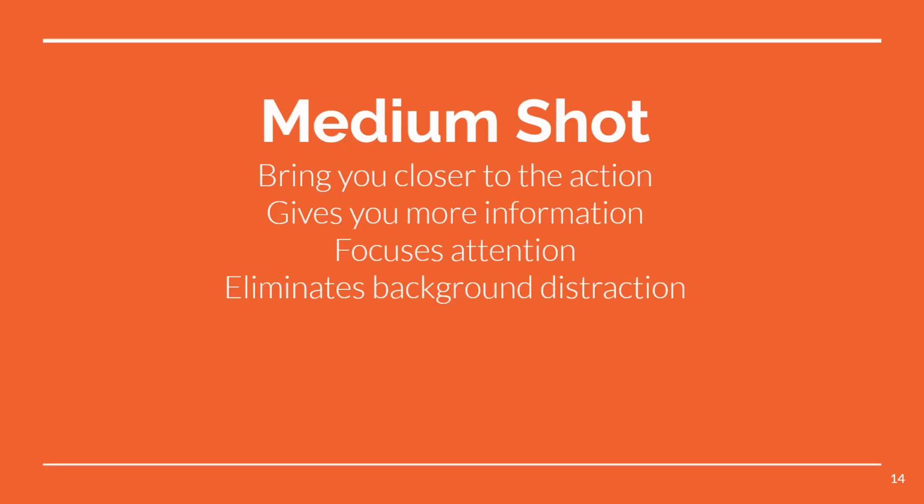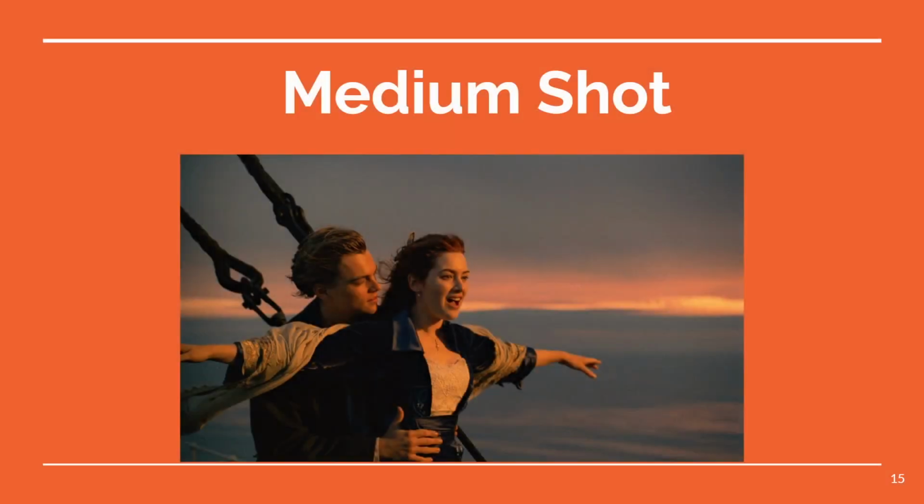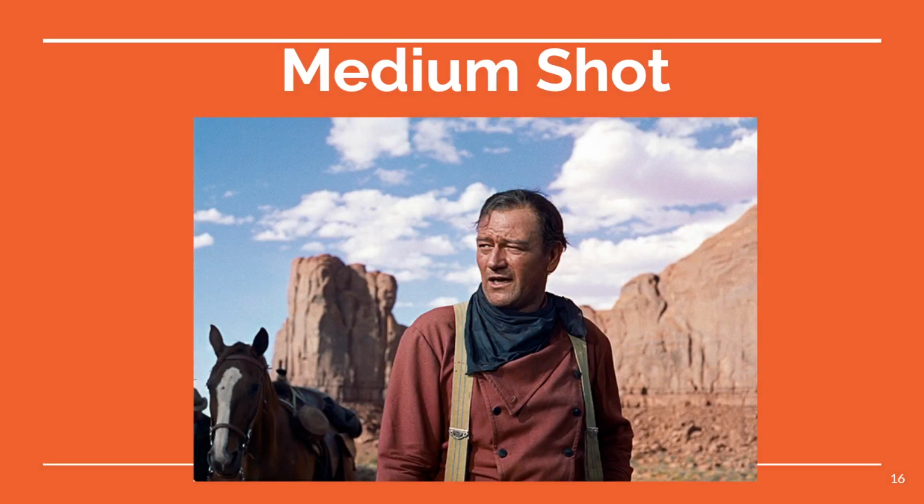Medium shots bring you closer to the action. They're all about giving you more information, focusing your attention more on something, and it eliminates background distraction. So the closer the camera is to the actors, the more intimate we're getting with them. And that doesn't mean physically closer. You could be zoomed in, but the closer we're framed to the character, the more intimate we're getting with them. So medium shots are really where we're starting to get all about the character, the relationships, the dynamics of what's going on. Close to a wide, we're still getting a lot of information in terms of what's going on in the scene around them, but we're focusing our attention on specific characters.